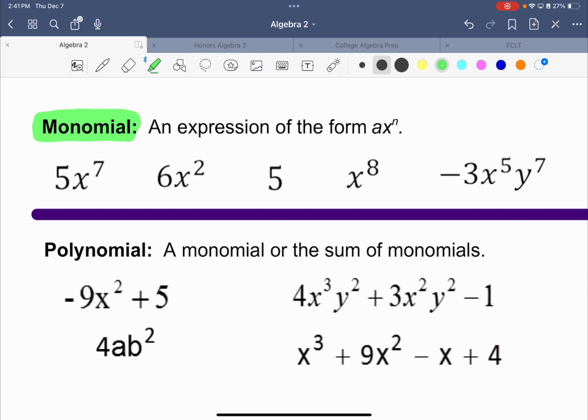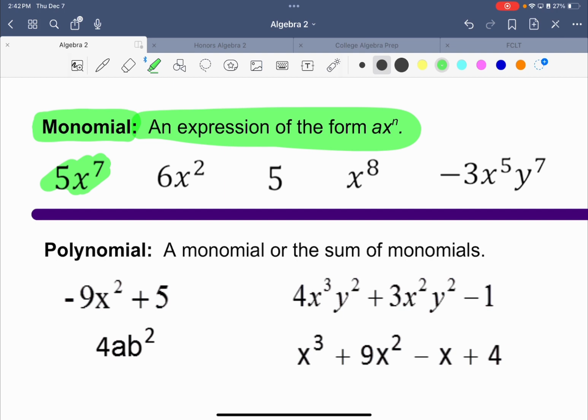So a monomial is an expression in the form ax to the n. The a is just a number. The x is just a variable. The n is just an exponent. That's all they are. So down there are different examples of monomials. Write one or two of them, call it good.